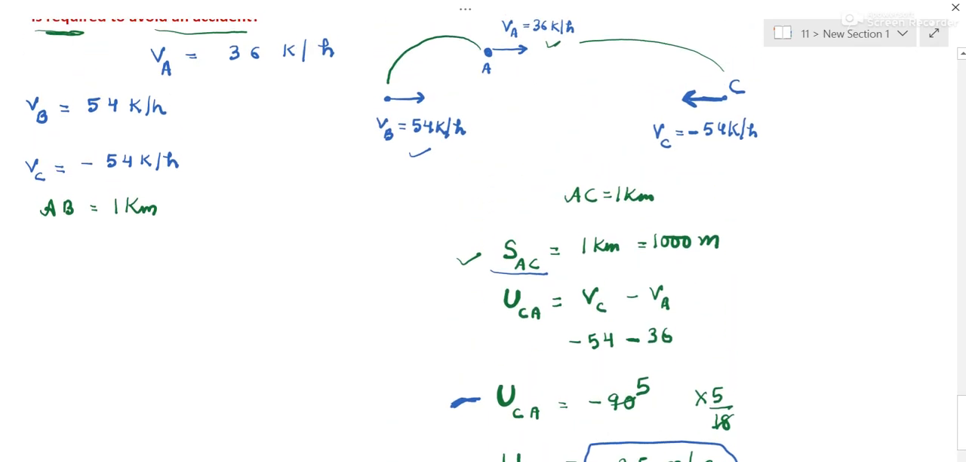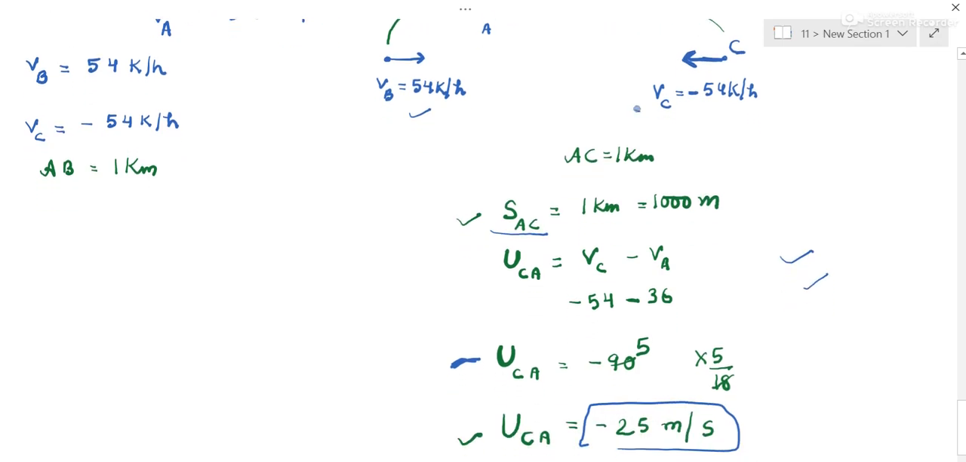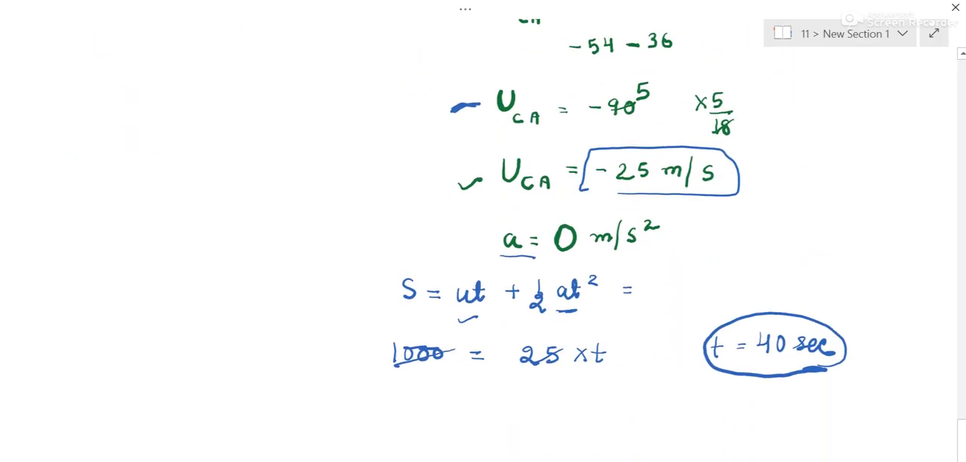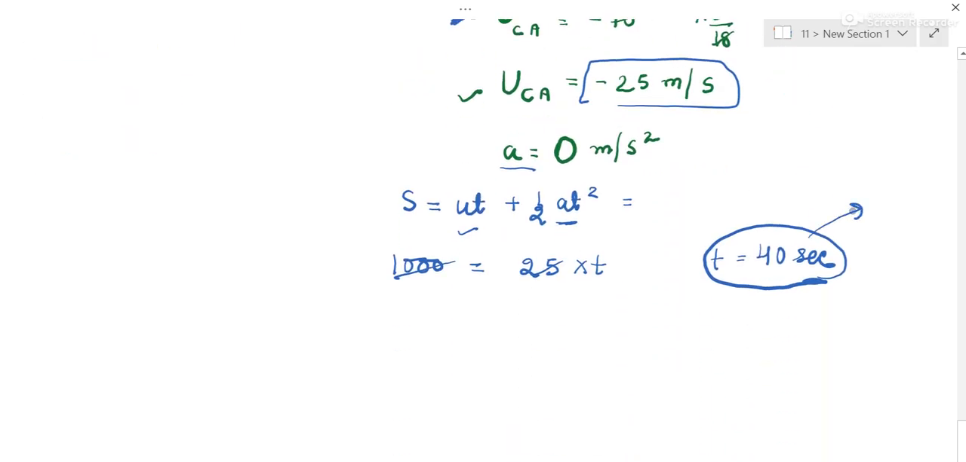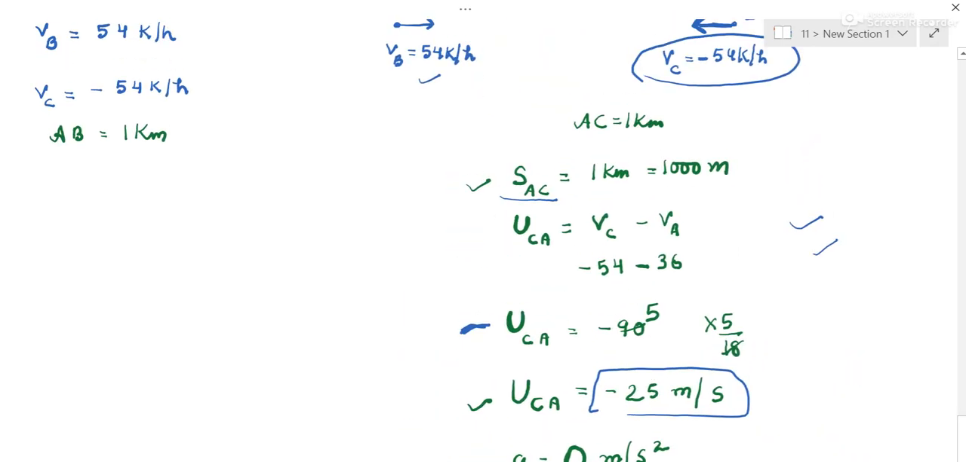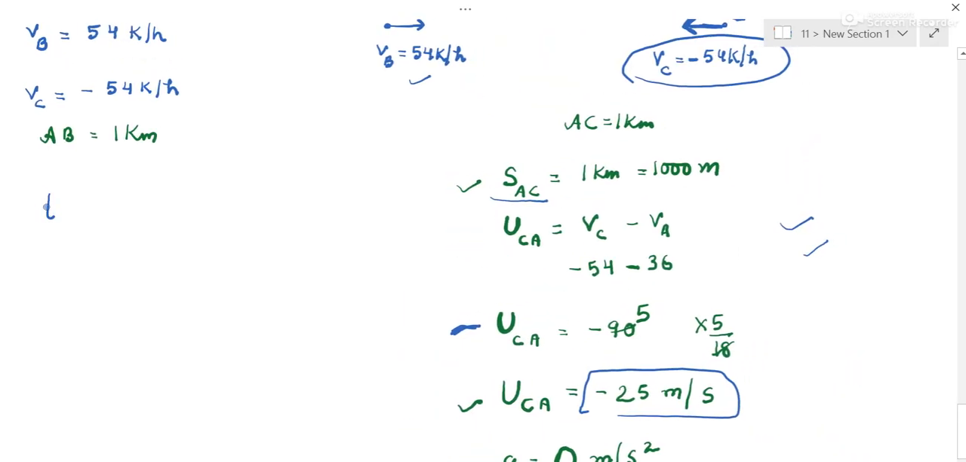C has not decided to overtake. B has decided, but you find out that without changing any speed, whatever it was traveling with, how much time will it take? So it will take 40 seconds. So this time we will now use for B. Time we obtained is 40 seconds. Distance is 1 kilometer, that is 1000 meter.